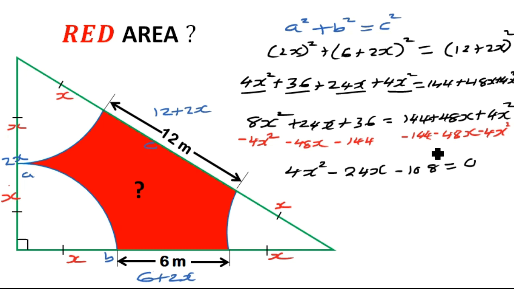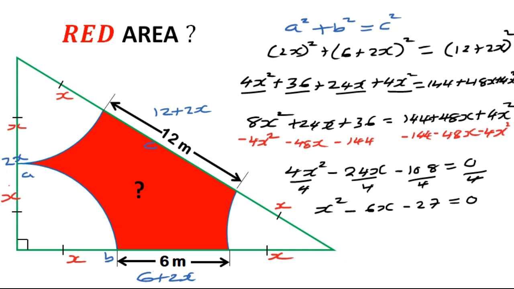Is 0. Now from here, you can see 4 is a common factor, so we can divide all through by 4. So 4 divided by 4, you remain with x squared, then minus 24 divided by 4 is minus 6x, then minus 108 divided by 4, that is minus 27, equal to 0.